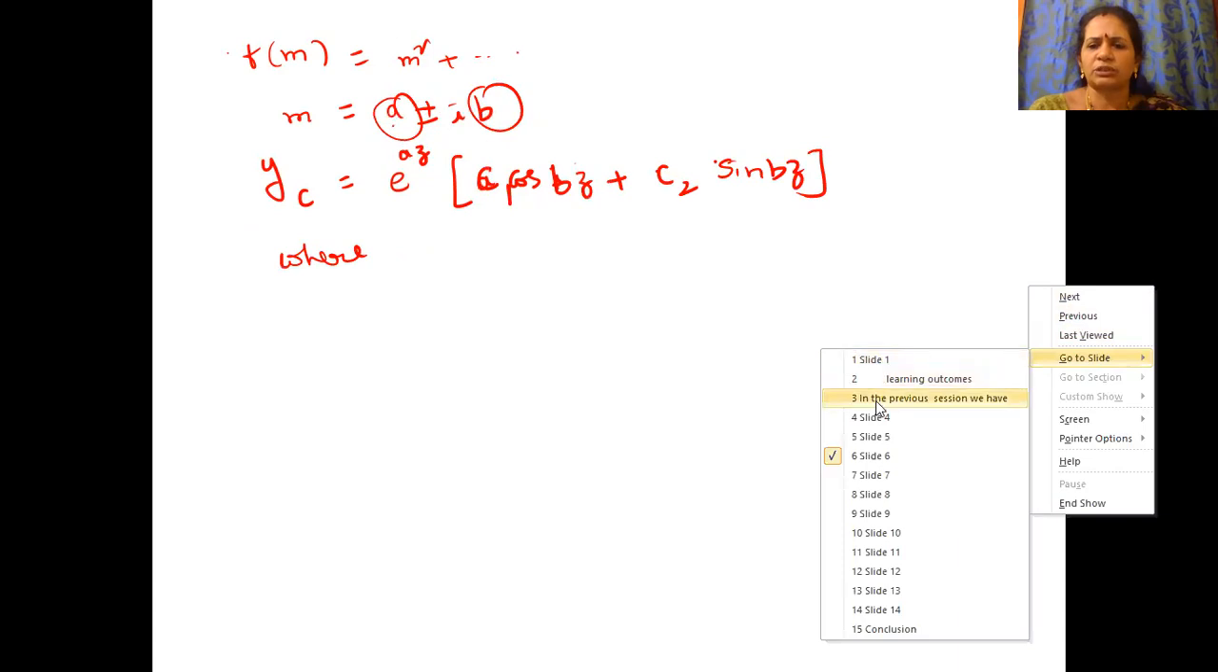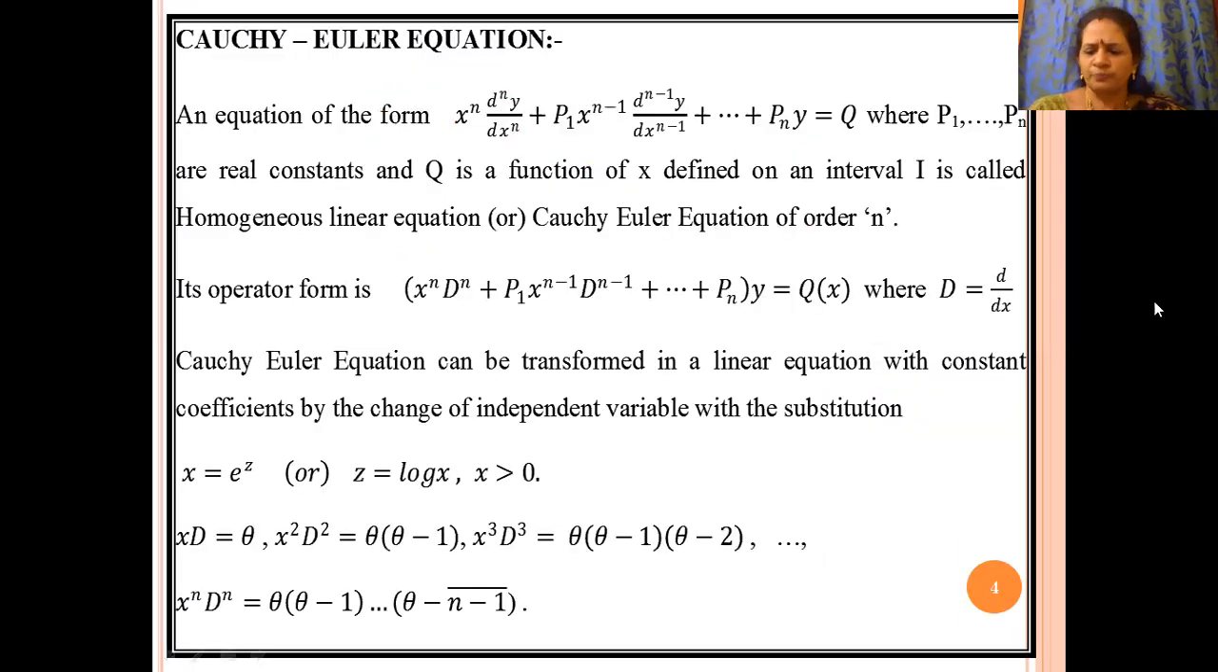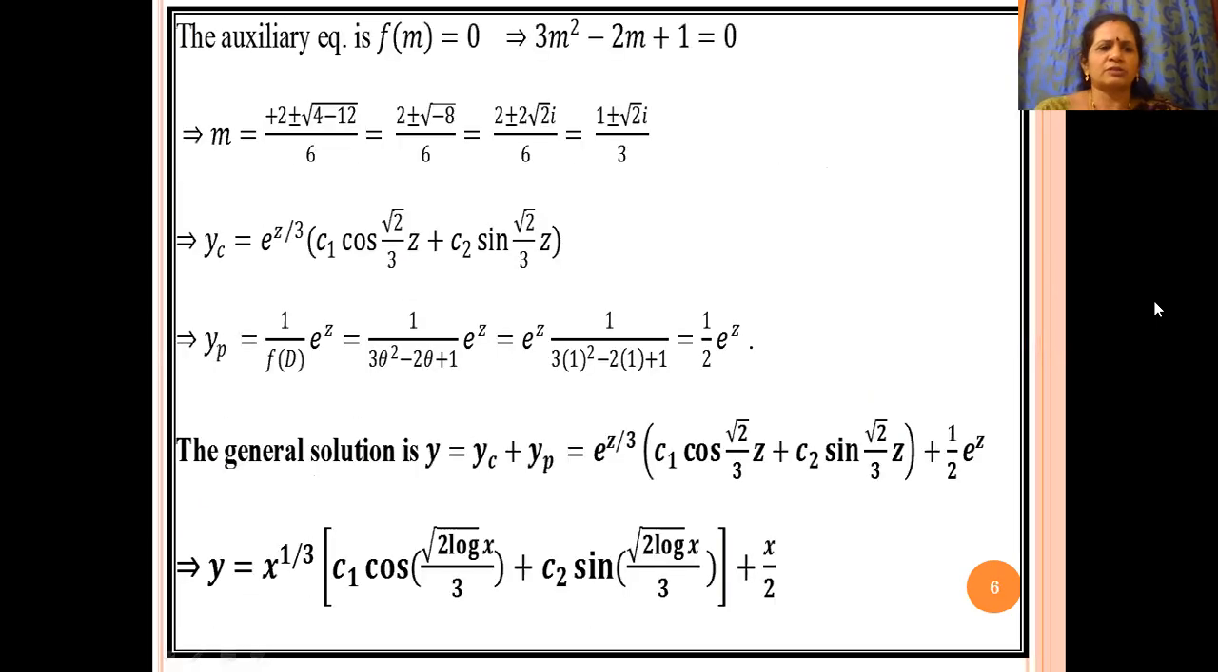I will show that where we are in the sixth slide. I will go to it directly. Okay, so these are the complex numbers. So from that, yc is e power az. What is the a here? 1/3 plus c1 into cos bz. What is the b here? Root 2/3 plus c2 into sin bz, with b root 2/3 z.